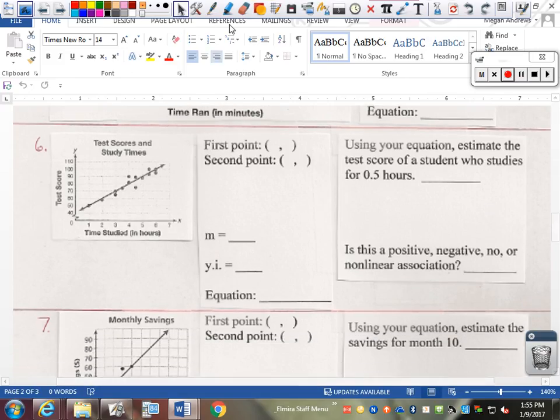Okay, so I will say on your homework, anytime this is being asked of you today, the answer is positive or negative. You're not going to say no, and you're not going to say nonlinear. Not today. Not today.